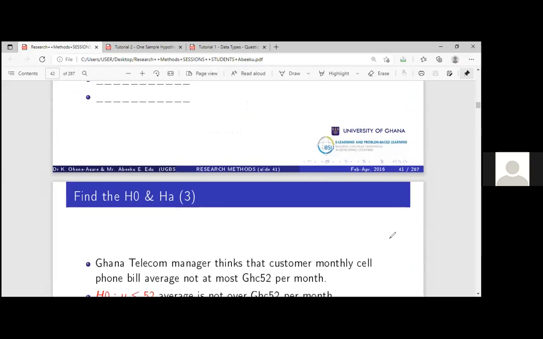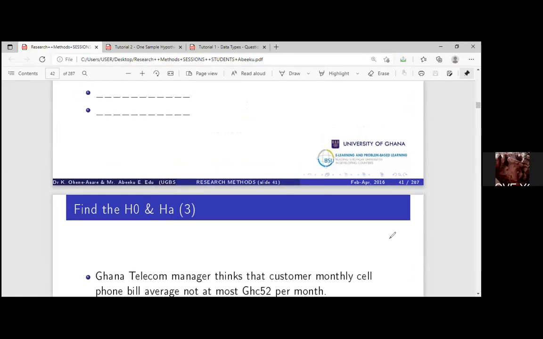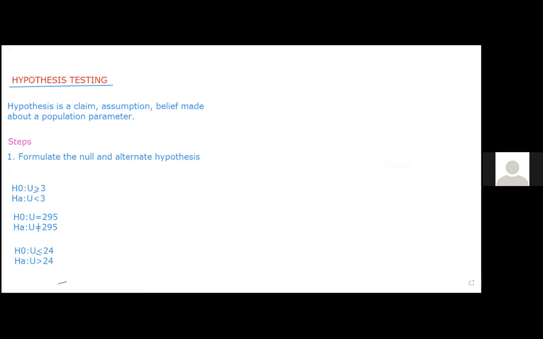Let's go on. Ghana telecom manager thinks that customer monthly cell phone bill average is not at most 52 Ghana cedi per month. Who is ready to help me? If you have not heard your voice, I want to hear your voice. Efia, "at most" corresponds to what sign? Less than or equal to. And that is contained in which hypothesis? Null hypothesis. That is very good.